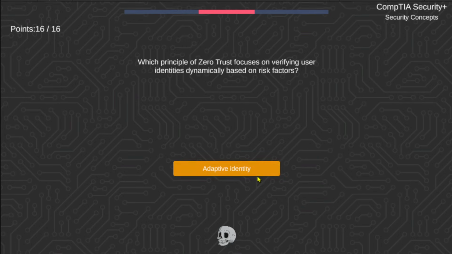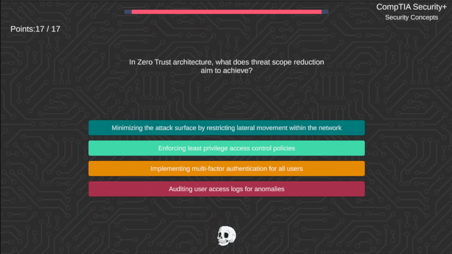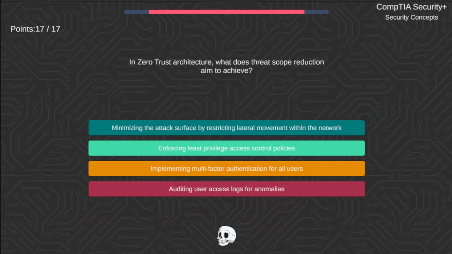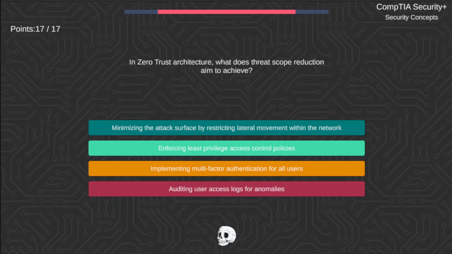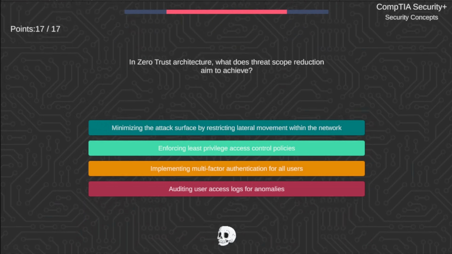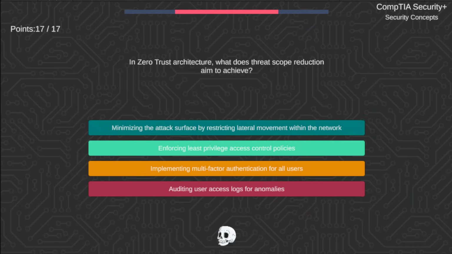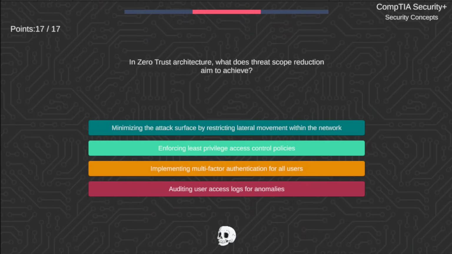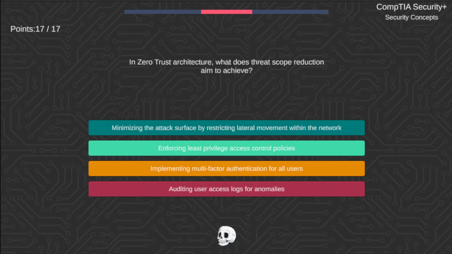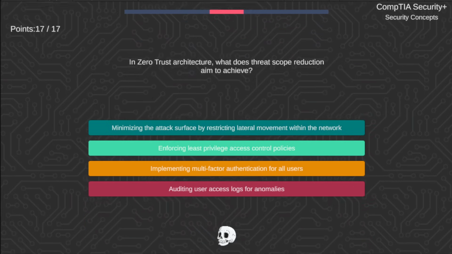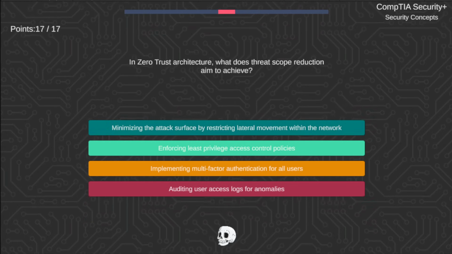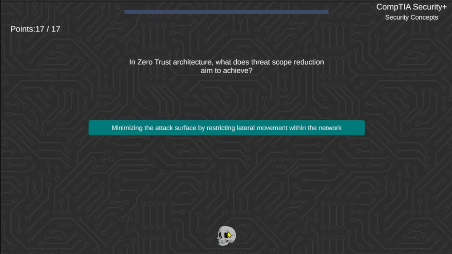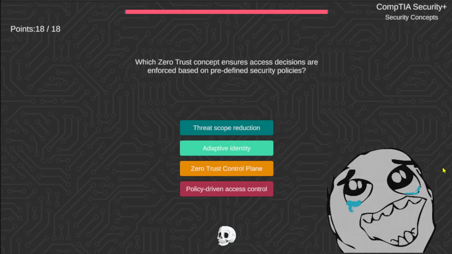Correct answer is adaptive identity. In zero trust architecture, what does threat scope reduction aim to achieve? Minimizing the attack surface by restricting lateral movement within the network, enforcing least privilege access control policies, implementing multi-factor authentication for all users, or auditing user access logs for anomalies? Threat scope reduction, what does it aim to achieve? Correct answer is minimizing the attack surface by restricting lateral movement within the network.